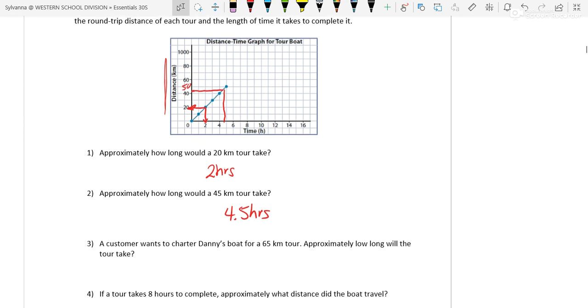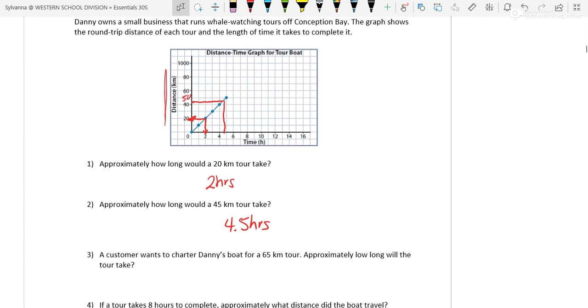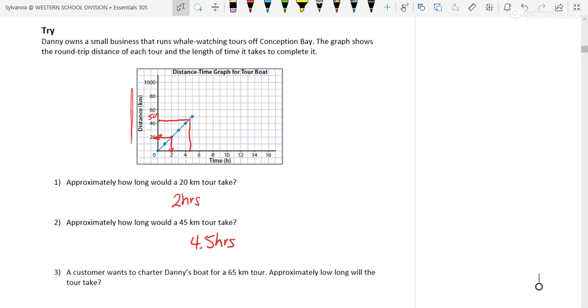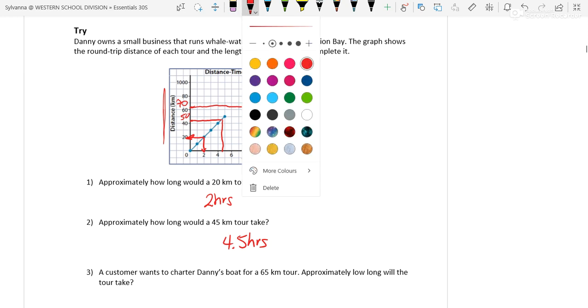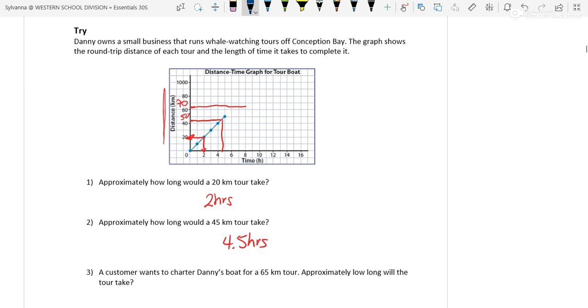Now a customer wants to charter Danny's boat for a 65 km tour. Approximately how long will the tour take? So 65, well, 70 would be right here, and in between the 60 and the 70 would be around there. If I try to continue this, I won't hit anything, so that means I need to extend my graph. Just look at the trend.